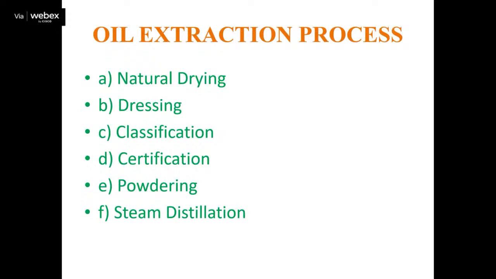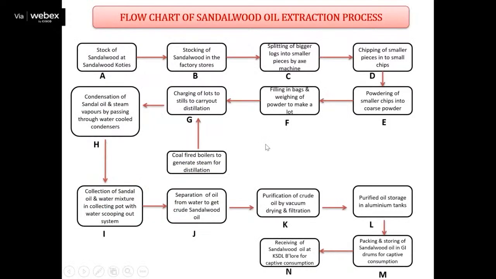After proper classification, the certification will be done by the ACF Mysore, from the Mysore Forest Division. After certification by ACF Mysore, the final payment will be given to the farmer. Once the final payment is done, the classified heartwood is taken for the powdering process. This powdered sandalwood is then taken for steam distillation. And this is the flowchart of the sandalwood oil extraction process.